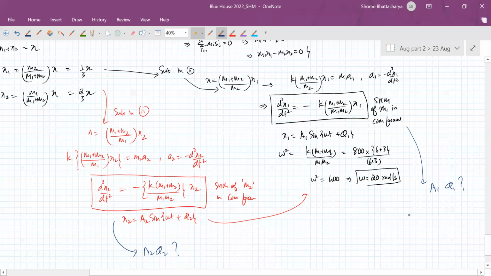Okay. So for this, we can see that x1's initial value, that is at t equal to 0, the value of x1, which should be a1 sine phi1, is 0. Whereas its initial velocity, you'll remember, was 4 centimeters per second. So that is a omega cos phi.